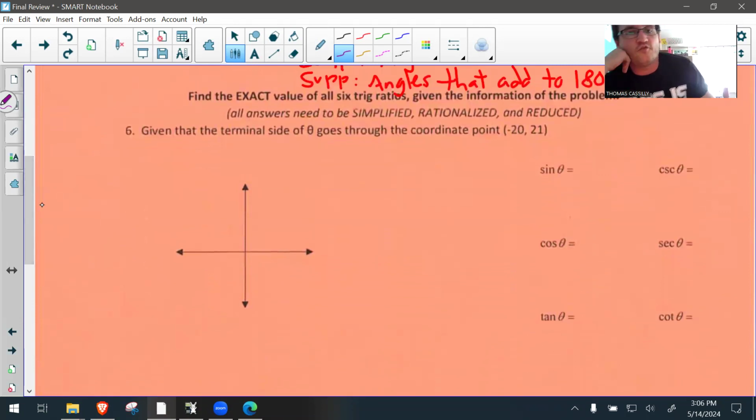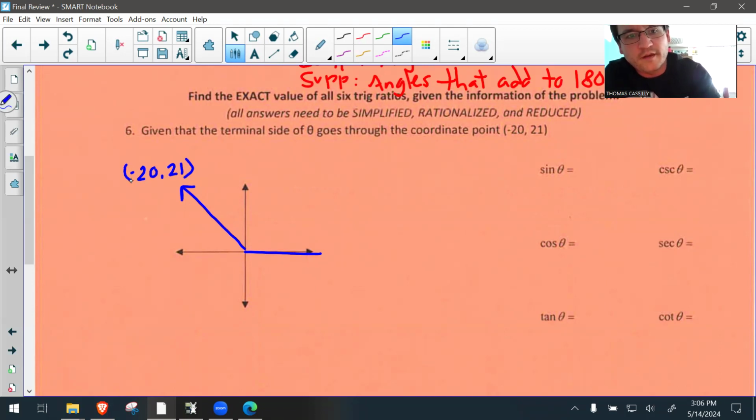Find the exact value for the 6 trig ratios given the information. All right, terminal side goes through the ordered pair, negative 20, 21. So remember, on the x and y axis, we go to the left and then up. So we know it's going to be up here. So this is at negative 20, 21. All right, that is kind of this point right here. So if we wanted to make a triangle out of this thing, right, we're going backwards 20. We're going up 21 spaces.